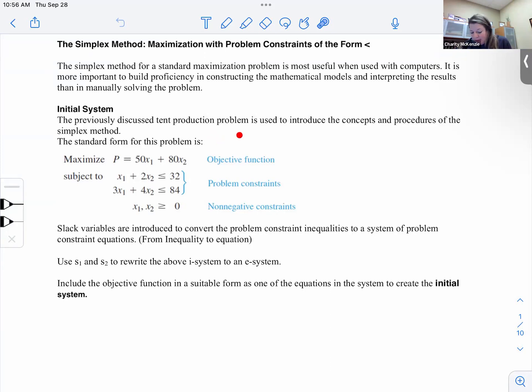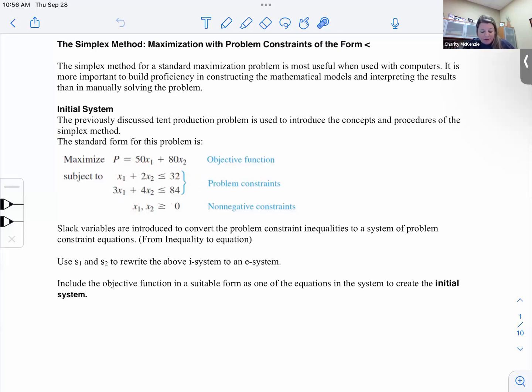this is a tent problem that has been brought up in the textbook. I was like, previously discussed, but I don't think we've actually done this one. So here is this tent problem. I don't remember the wording for it, and it's got a profit that equals $50 times tent one, and $80 you make off of tent two. And it has these constraints right here.